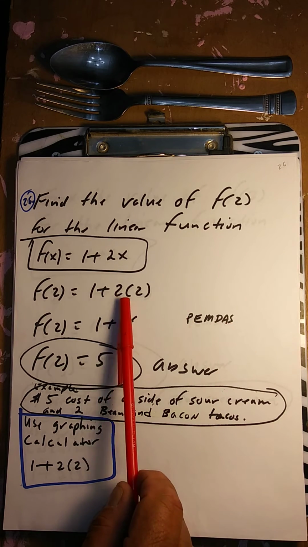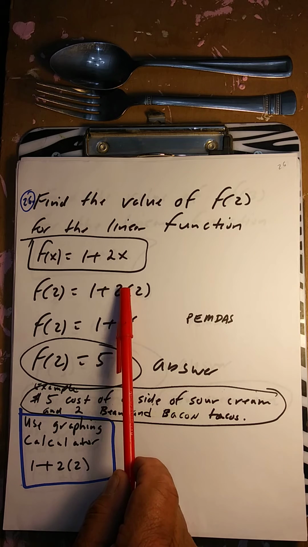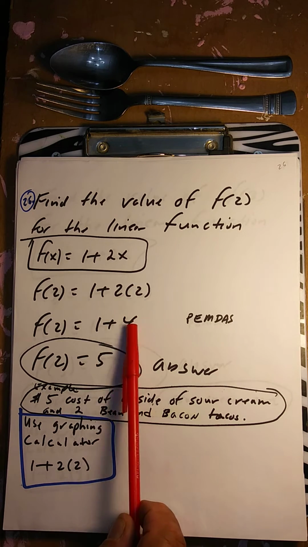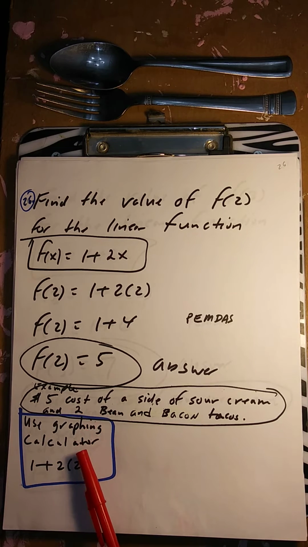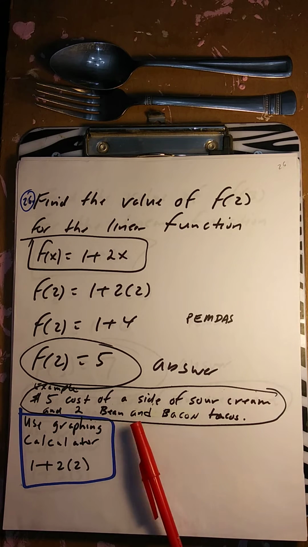So we need to do the multiplication. So add, nope, multiply, yes. 2 times 2 is 4, 4 and 1 is a 5. That's the answer. $5, cost of a sour cream and 2 bean and bacon tacos.